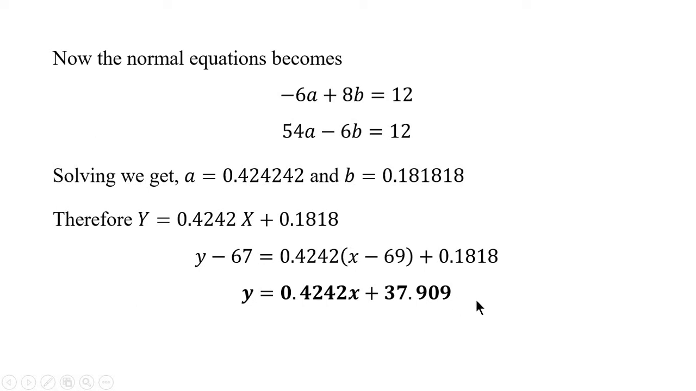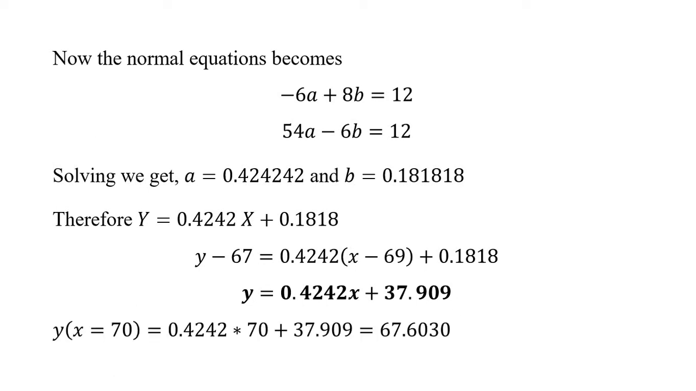So we have finished the first part. To compute the second part, take x as 70 in our previous equation, so we get small y as 67.6.